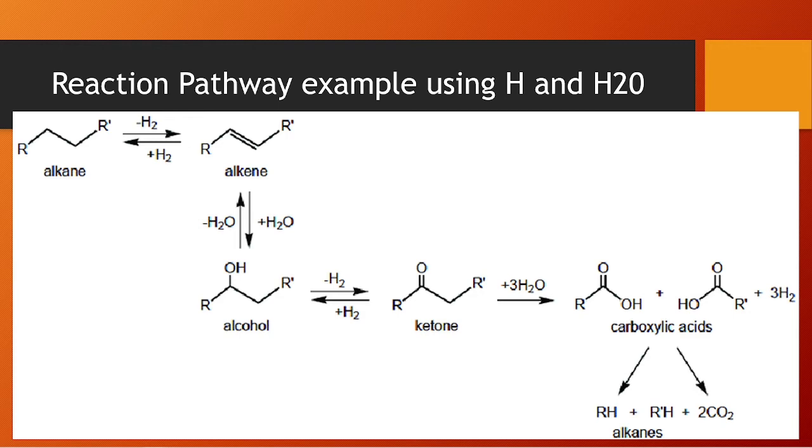Reaction pathway example using H and H2O. So we start as an alkane. We can do a reaction that's going to remove hydrogens and form a double bond. So that's an elimination reaction: we're eliminating hydrogens and forming a double bond. From that, you can then add water under certain conditions and turn it into an alcohol group. You can then undergo another elimination reaction to get a ketone group, which you can then add water to again and do hydrolysis, which will get you two carboxylic acid groups.